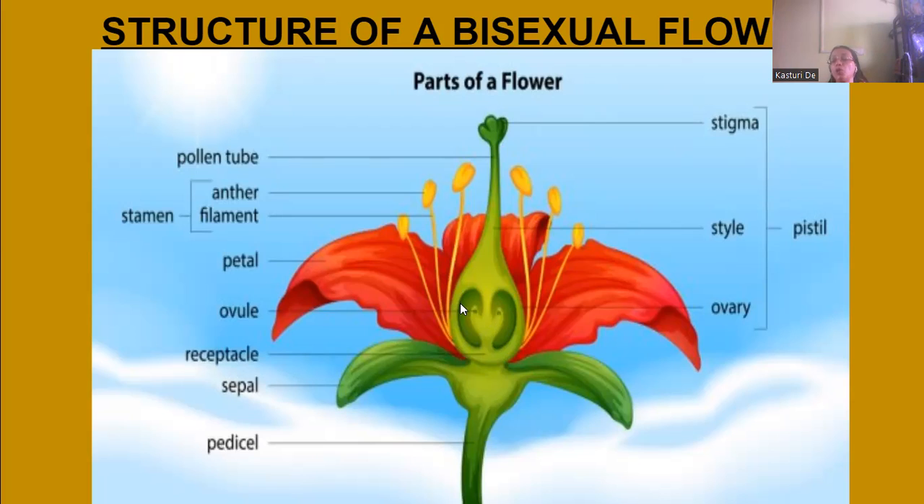So this swollen portion is the ovary. Then this whole portion is attached to the tube-like structure known as the style, and the uppermost portion of the style is flattened and thickened, or sometimes hairy or feathery, with a sticky nature, which receives the pollen grains. This type of structure is known as the stigma. And altogether, stigma, style, and ovary form the pistil.